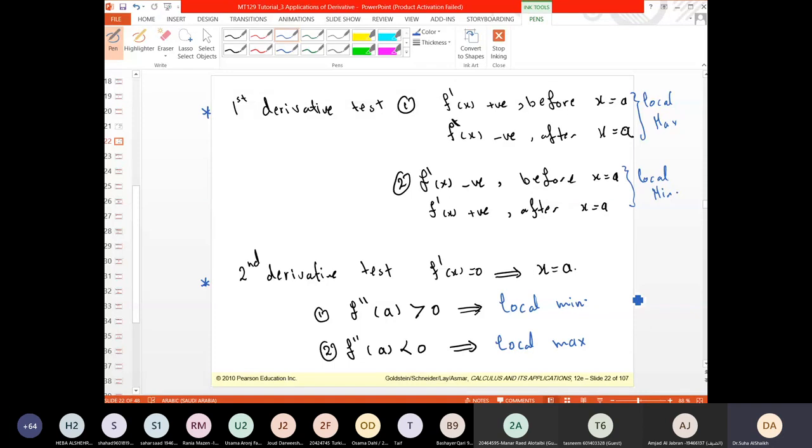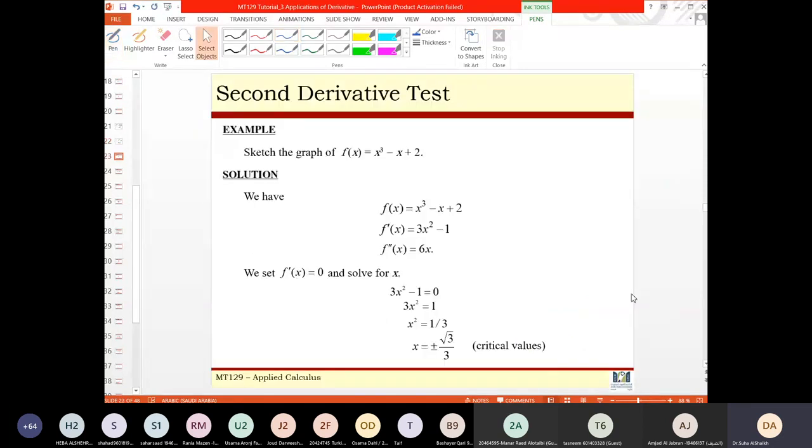ماشي? We did some examples, and now we have one example as an application on that. They are asking you to sketch the graph of the function f of x equals x cubed minus x plus 2. What does sketch the graph mean? It means draw the graph for me. Now how can I draw the graph?